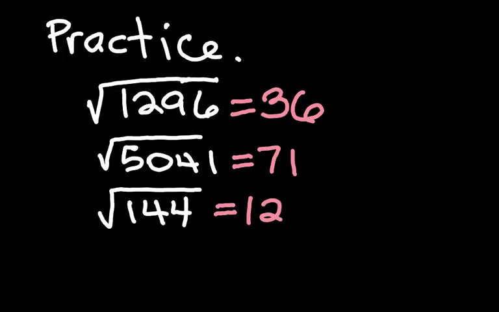So the square root of 1,296 is 36. The square root of 5,041 is 71. And the square root of 144 is 12.